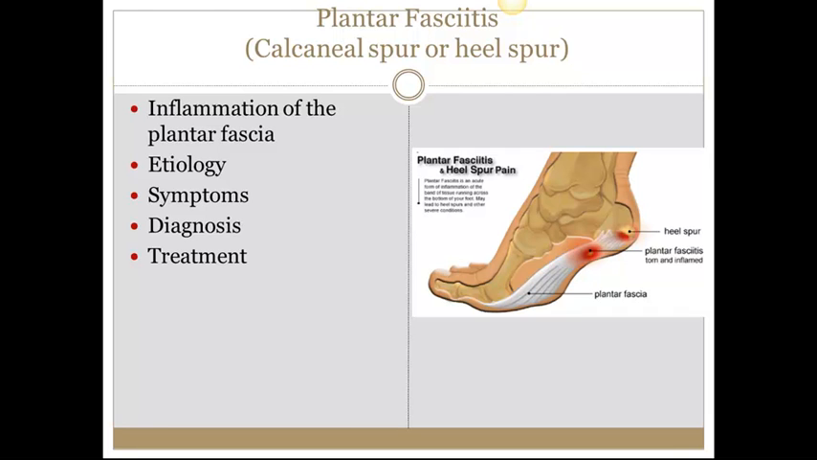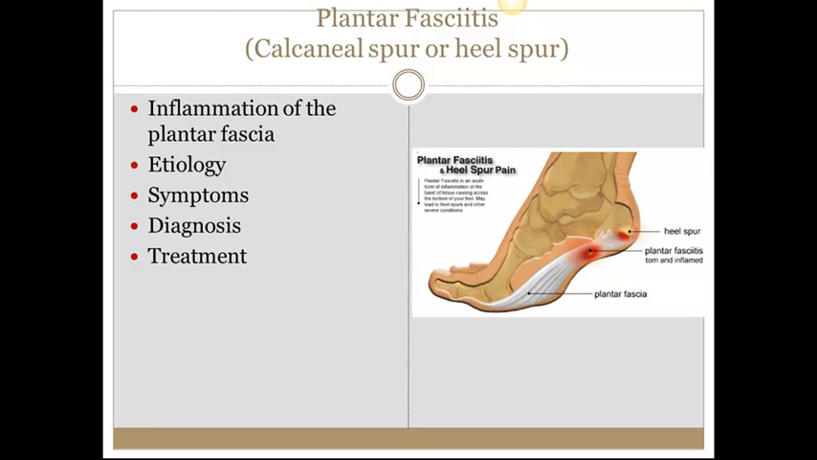Diagnosis is history and examination. Really, there is no imaging unless we feel like there might be a bone spur. Then we can do some imaging such as x-ray or a CT scan to see if there are heel spurs or a calcaneal spur. Usually heel spurs occur after plantar fasciitis has been present for a while. They can form.